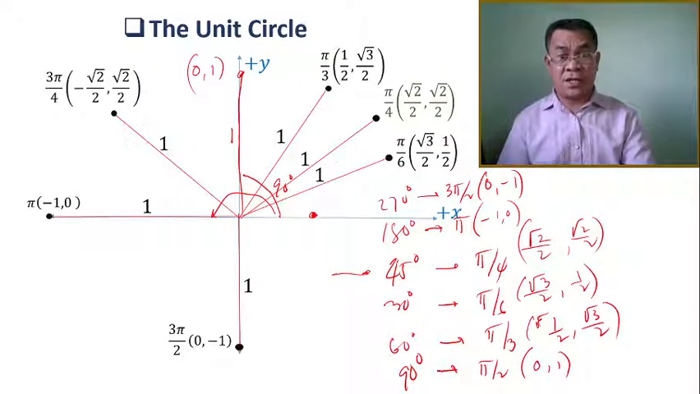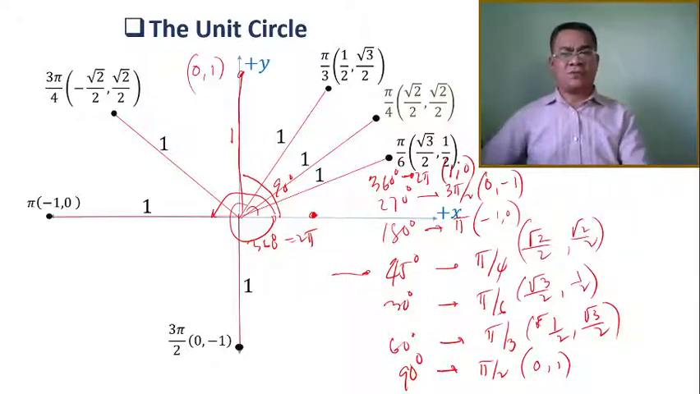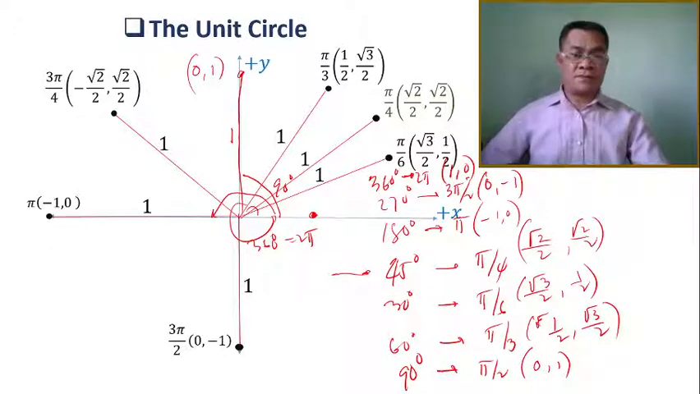So we have also the 2 pi, no? The one complete revolution, the 360 degrees, is equivalent to 2 pi. The coordinate for 2 pi, or 360 degrees, is 1 and 0, which means what? What is the sine of 360 degrees? The answer is 0. And what is the cosine of 360 degrees? The answer is 1. That's it.